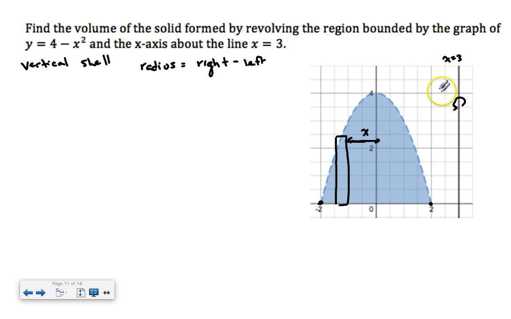Okay, so the right curve is x equals 3, and then this distance is x. So the radius is going to be the right line, which is 3 minus x. If it were switched, and we were rotating about the line x equals -3, then these would have switched. It would have been x minus -3, which would be x plus 3, but we'll deal with one like that in a minute. The height of my curve is going to be y equals 4 minus x squared.